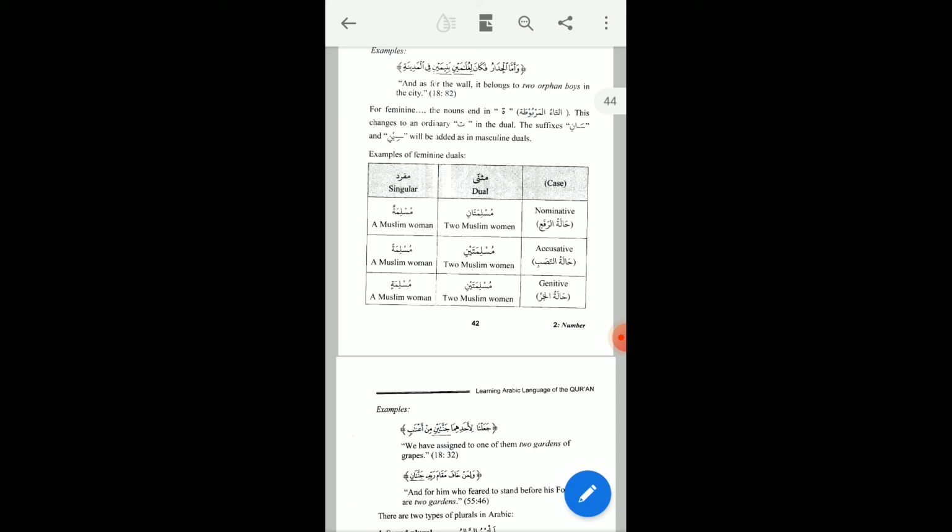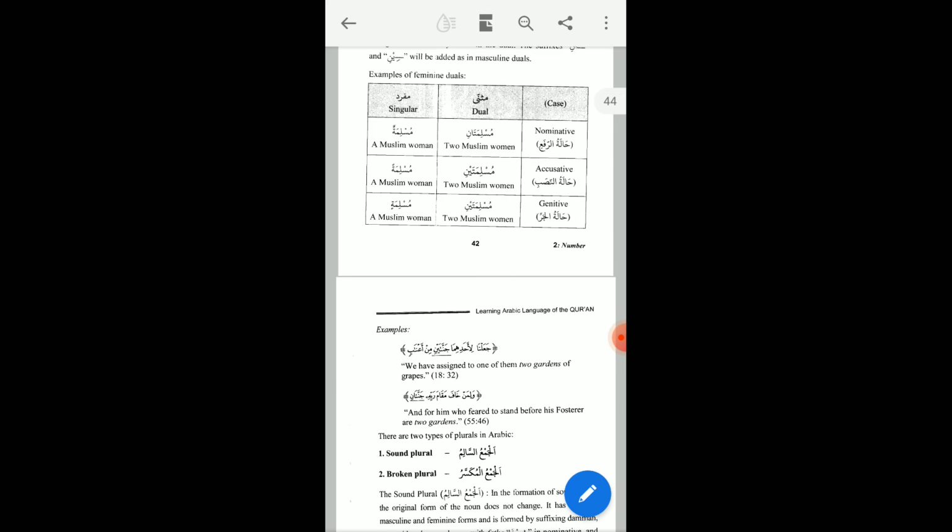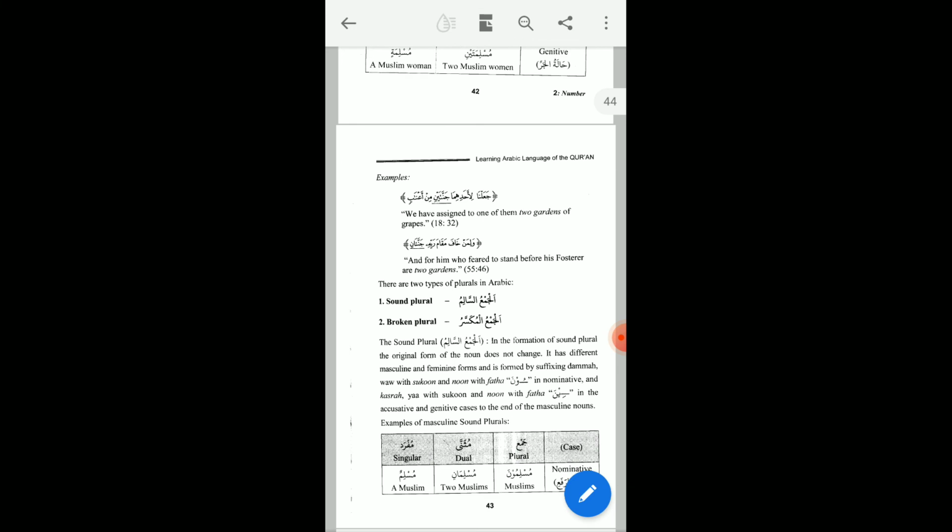Muslimataini, two Muslim women. Now muslimatin, it's genitive case, an object of preposition we say. Muslimataini, two Muslim women, halatul jar. So this is to be analyzed like this. I hope this is clear.